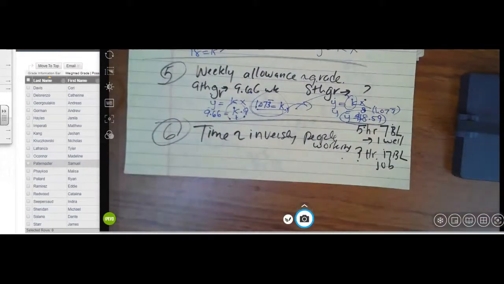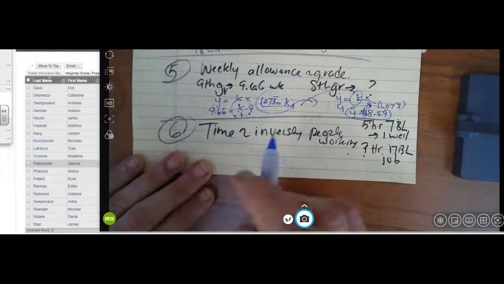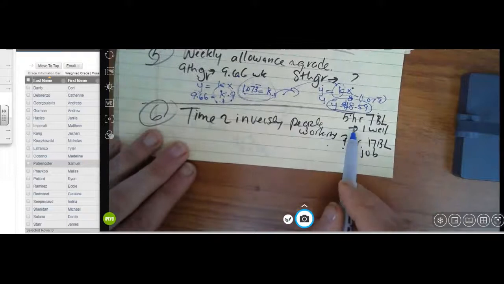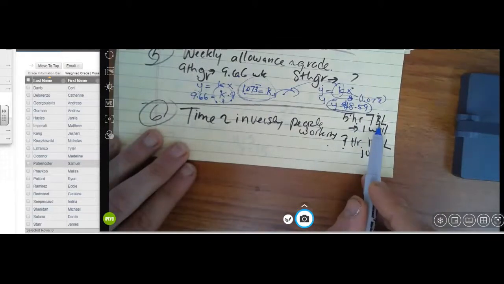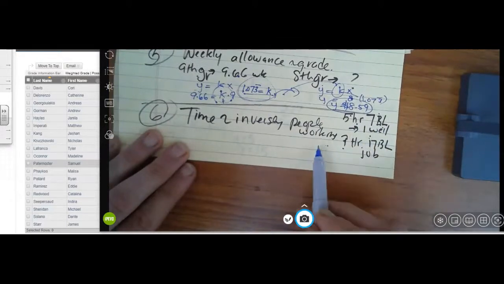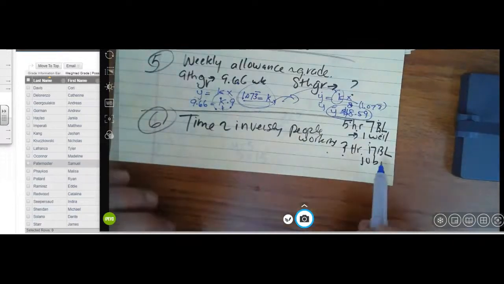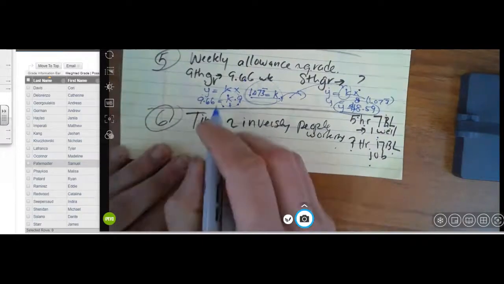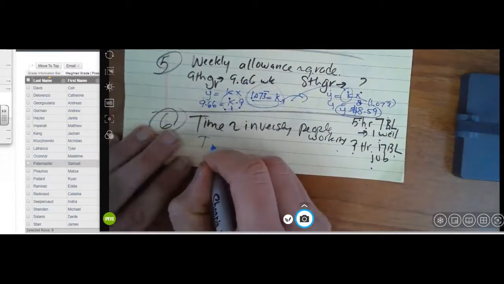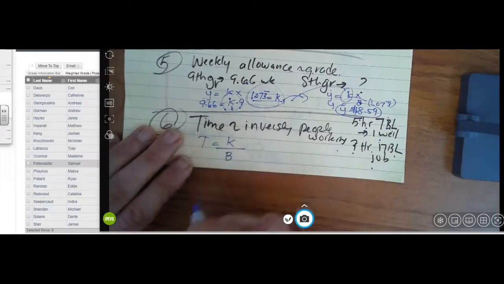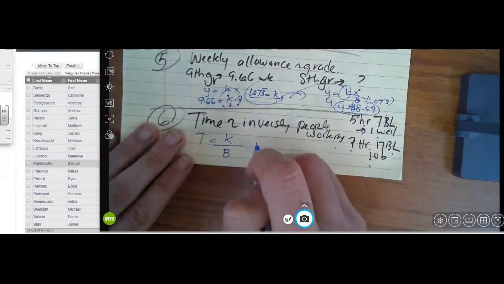Now, the time is inversely related to people working on a job. So it takes 5 hours for 7 workers, bricklayers, to build a well. How many hours would it take for 17 bricklayers to do the job? So you have time is inversely proportional. That means we put the k in the top and the bricklayers in the bottom. All right. So in this case, we had time.